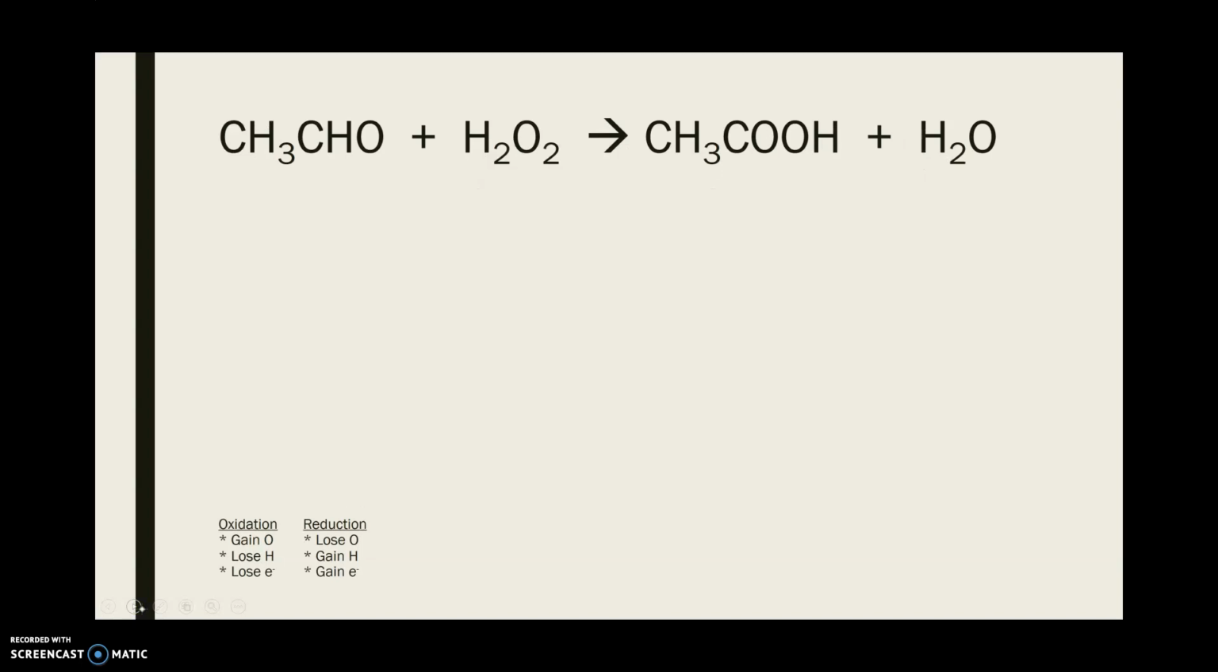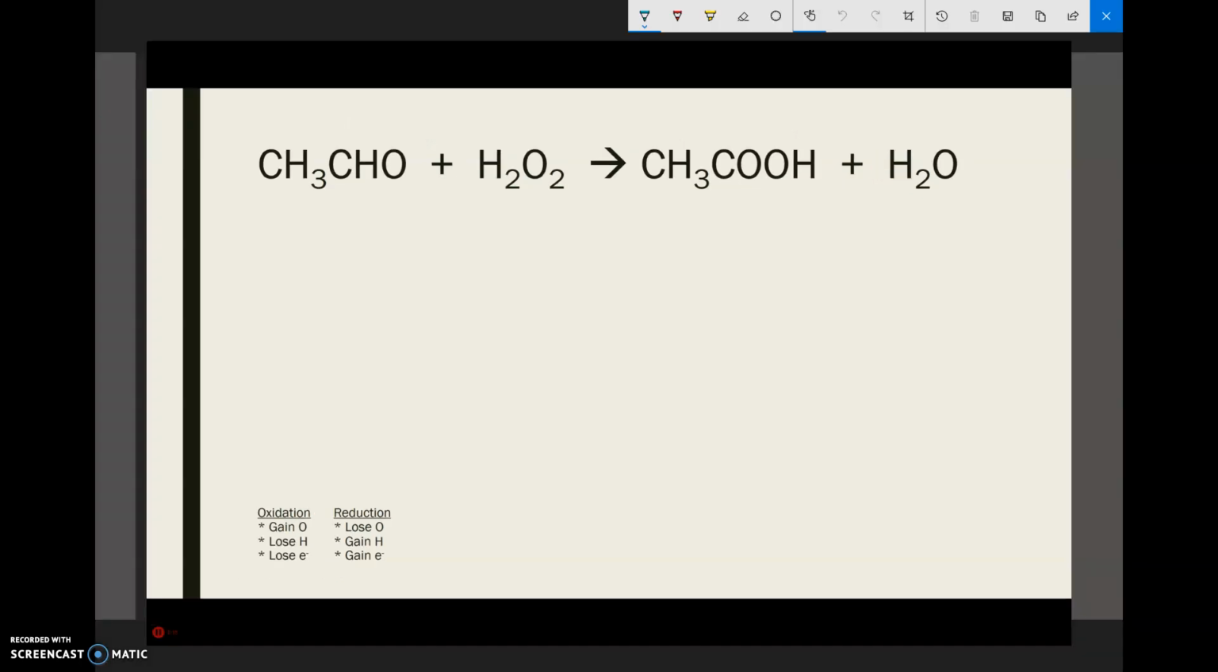Next example, this one looks kind of scary, but this one is CH3CHO plus hydrogen peroxide gives us acetic acid and water. Let's go ahead and compare this one. So let's look at the first one, CH3CHO. We're going to compare this because it has carbons to the substance on the product side that has carbons. So here, let's look at what's happening.